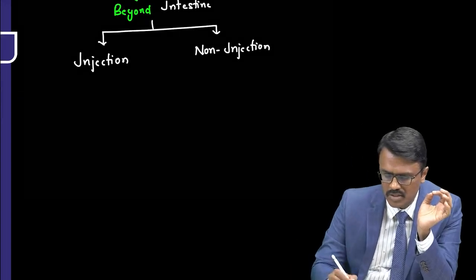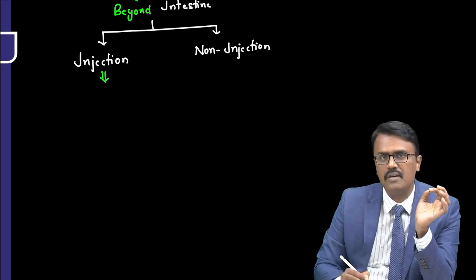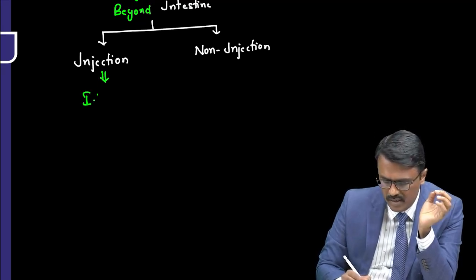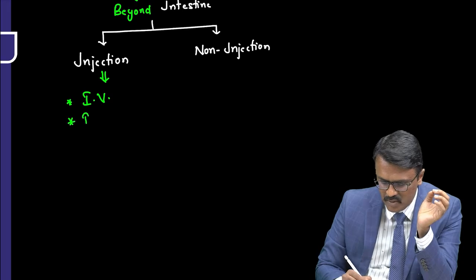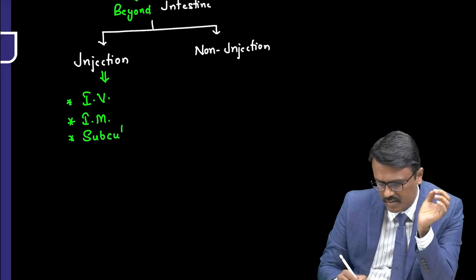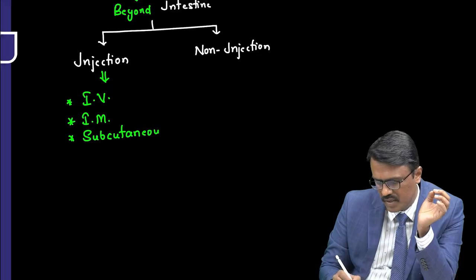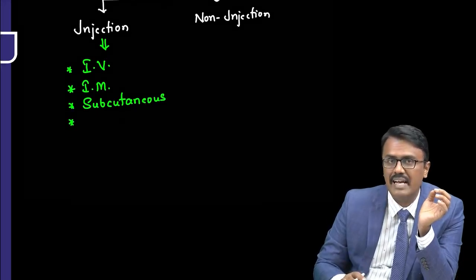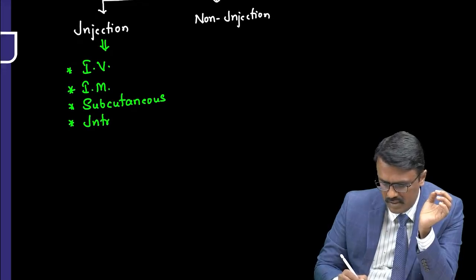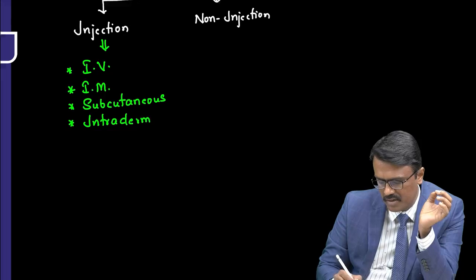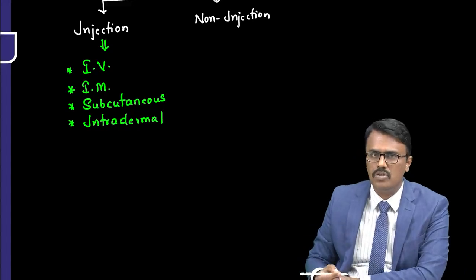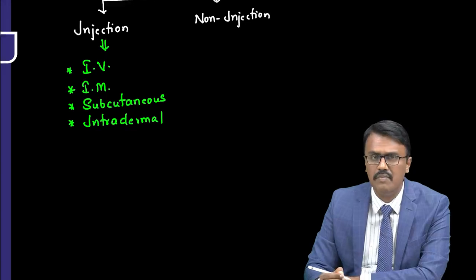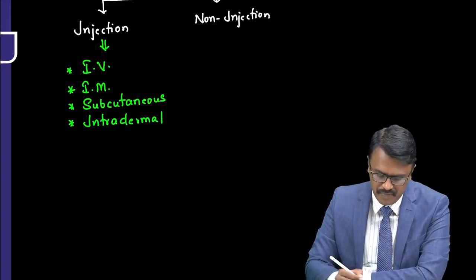So what are the routes through which we give an injection? Obviously, most of you know the intravenous. IV stands for intravenous. And then one more is intramuscular. Then the subcutaneous. And one more is intradermal. Very, very important. So these are the routes through which we give drugs, and they are given with the help of a syringe or the injection.